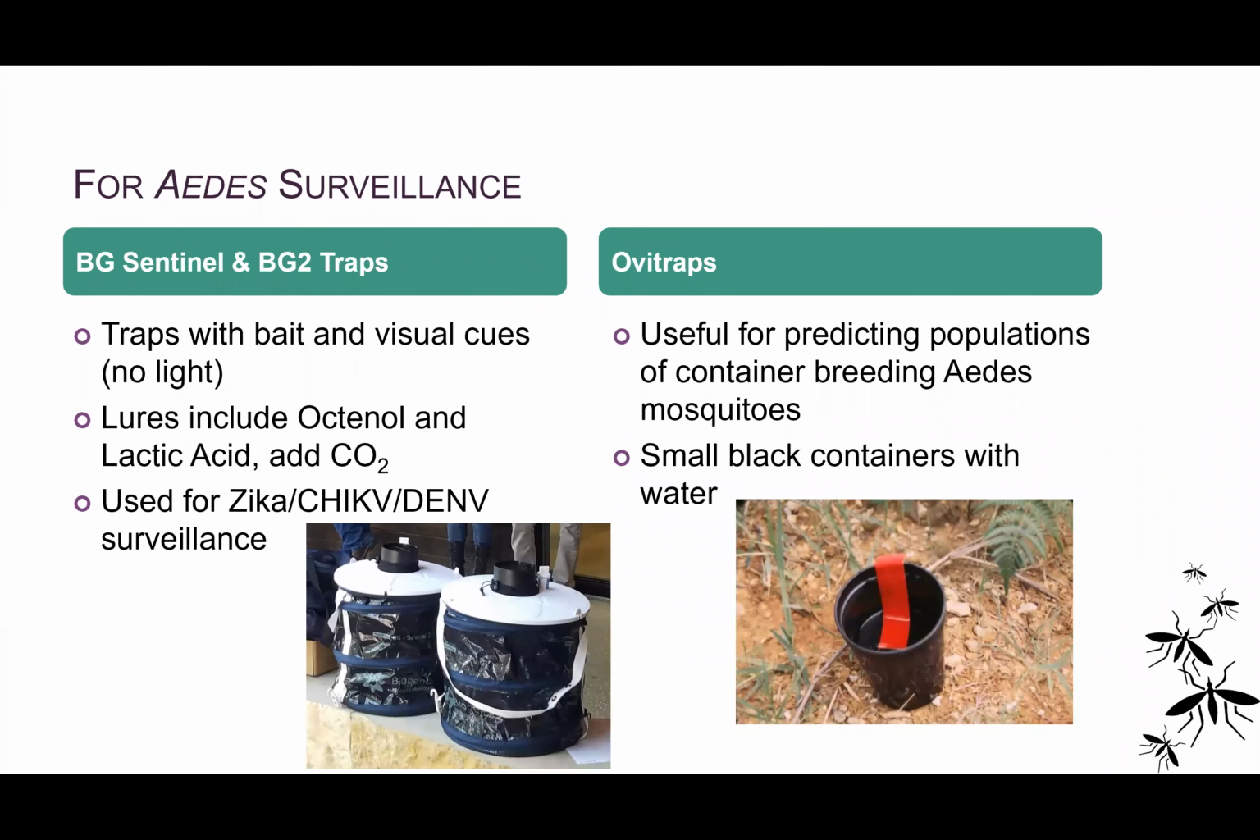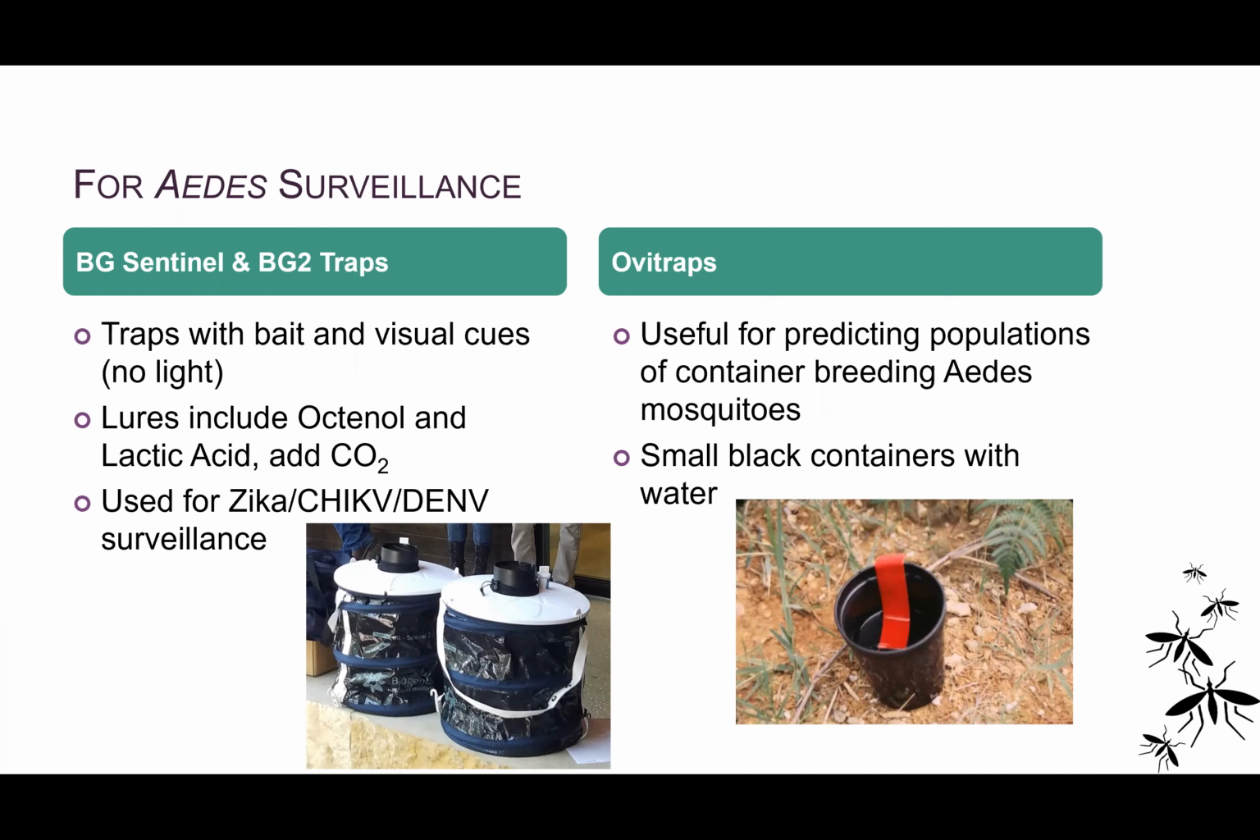For the adult surveillance, there are different trap options. So for Aedes, we usually recommend the trap pictured here on the left, which is the BG2 Sentinel trap. These ones are easier to use than the BG1s. They're easier to set up. They're much easier to carry. They're designed to attract Aedes mosquitoes. You won't catch a lot of mosquitoes in there.